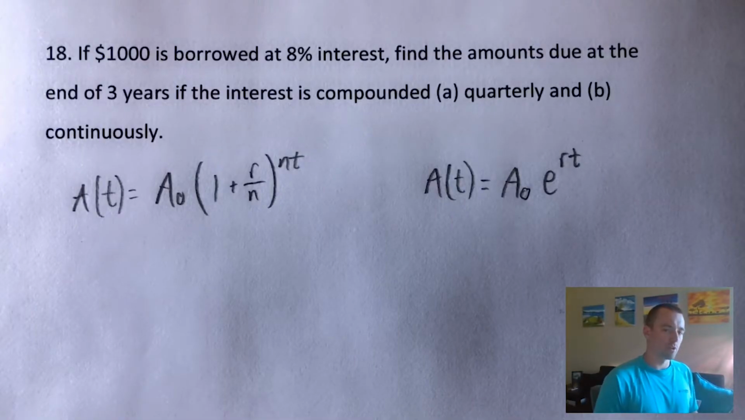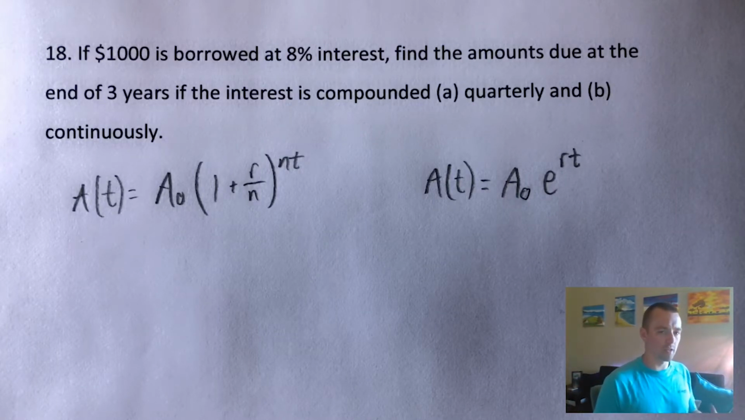So here's the problem we're going to be going over today. If $1,000 is borrowed at 8% interest, find the amounts due at the end of 3 years if the interest is compounded A, quarterly, and B, continuously. So obviously this is a two-part question.